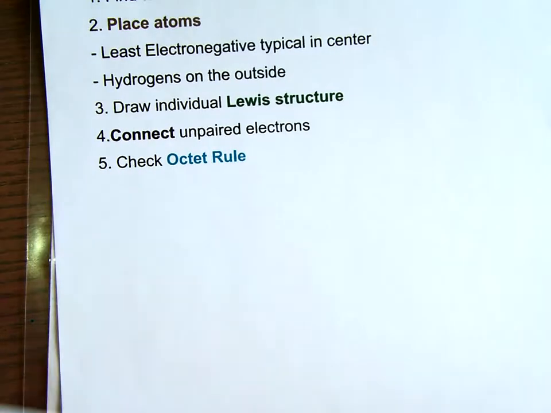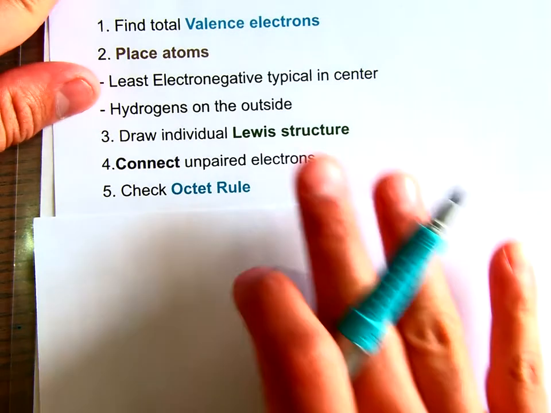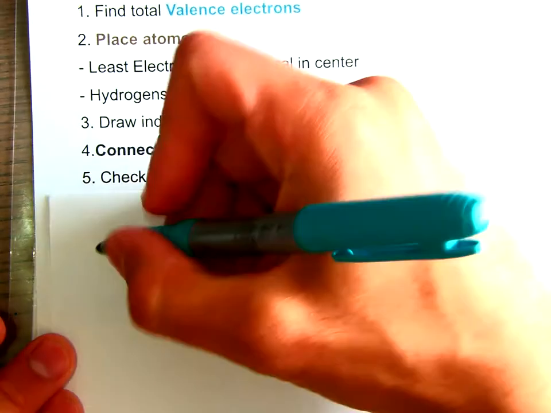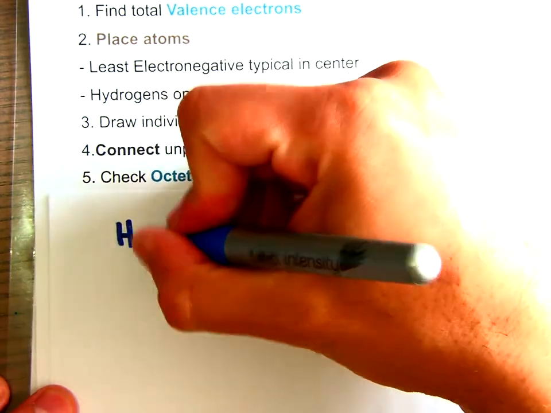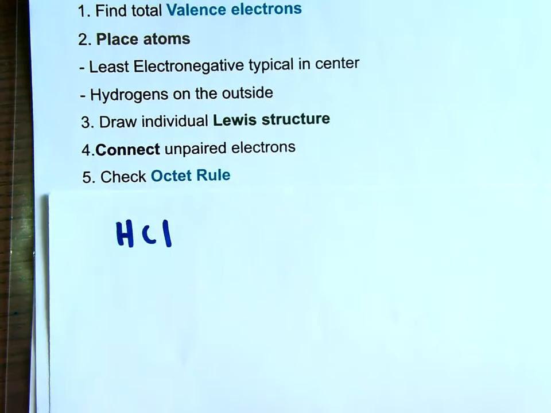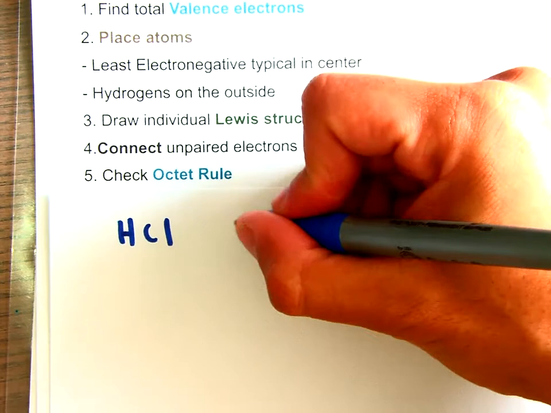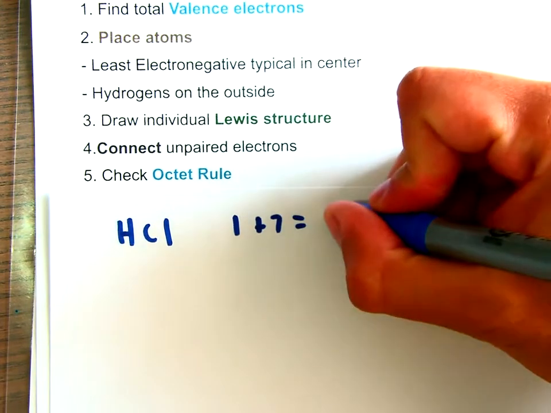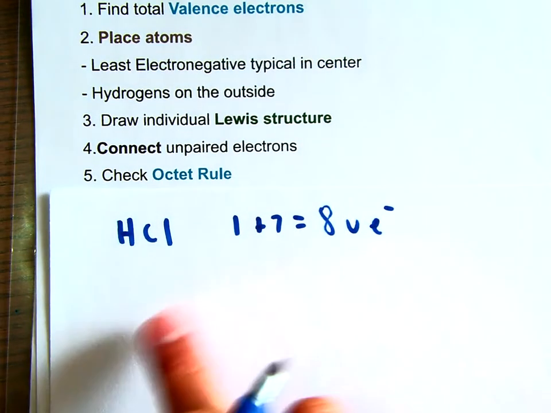Okay. So the first problem, we're going to go ahead and do a Lewis diagram for hydrogen chloride. Step 1, find the total valence electrons. Hydrogen has 1, chlorine has 7, so the total is 8 valence electrons. We do this in the beginning to check at the end, so I'll show you guys.